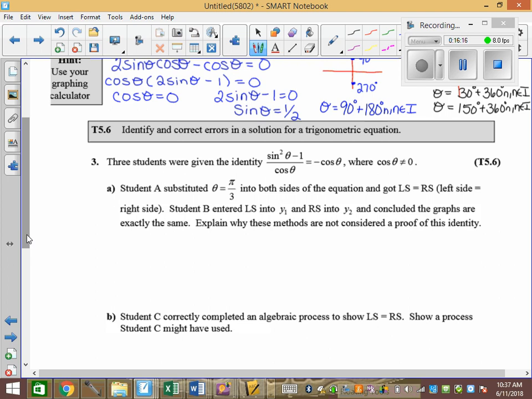Okay? So, student A substituted theta equals pi over 3 into both sides of this identity, sine squared theta minus 1 over cos. So there's 3 students who did it this way. Into both sides of the equation and got left side equals right side. Student B entered left side into y1 and right side into y2 and concluded the graphs are exactly the same. Explain why these methods are not considered a proof.